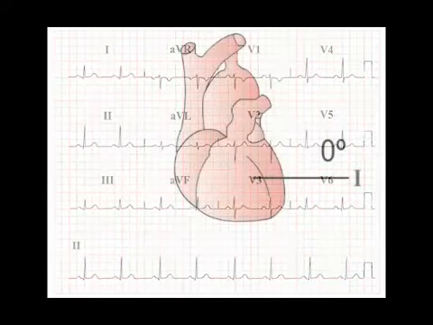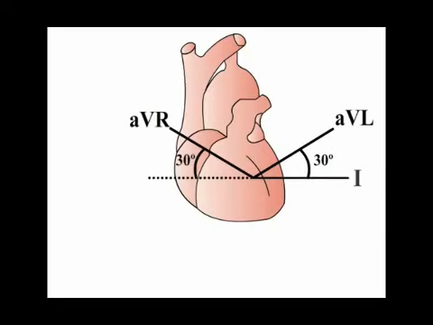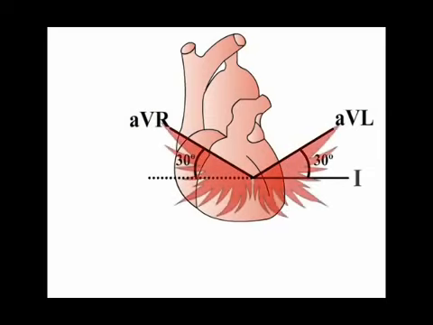AVL looks at the heart from the left, L is for left, but at 30 degrees anti-clockwise, or more to the left if you like, from lead 1. AVR looks at the right side of the heart, R is for right, and just like AVL, it is 30 degrees above the horizontal relative to lead 1. As AVL and AVR are set at 30 degrees off the horizontal plane, you can think of them as the left and right wings of the ECG.